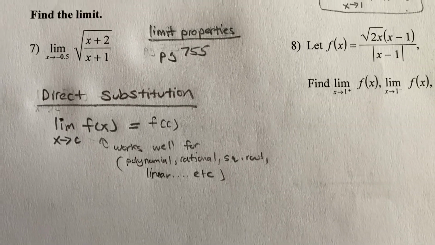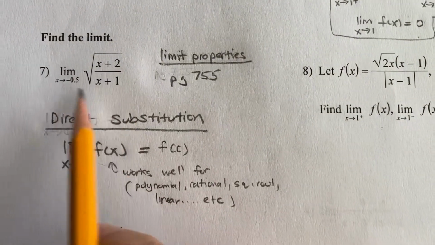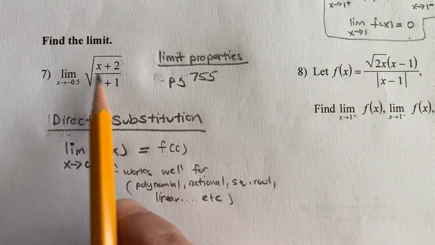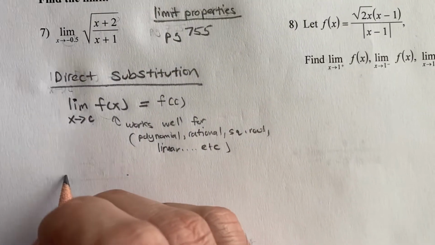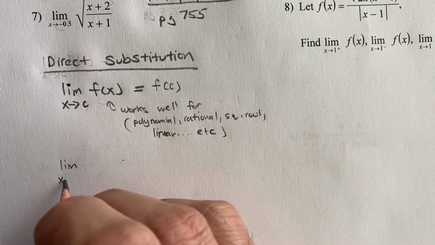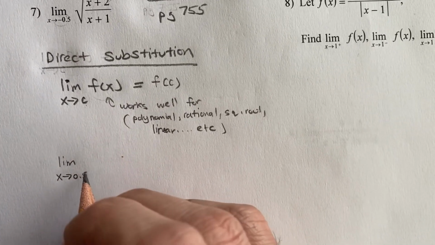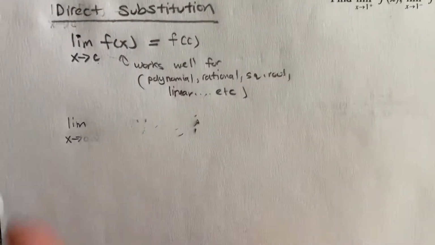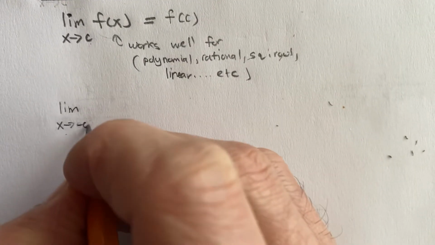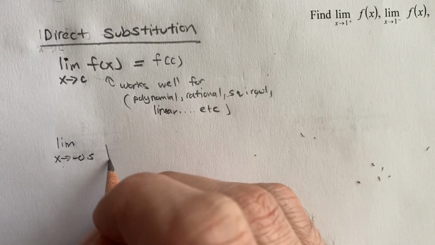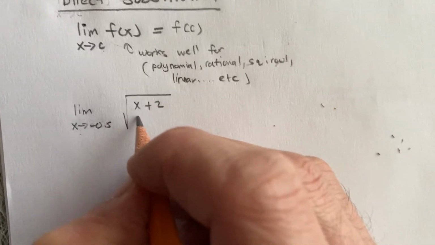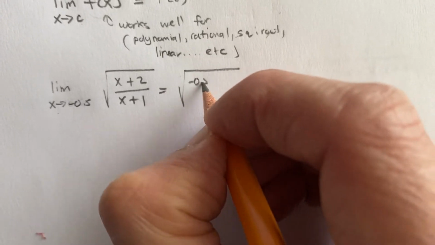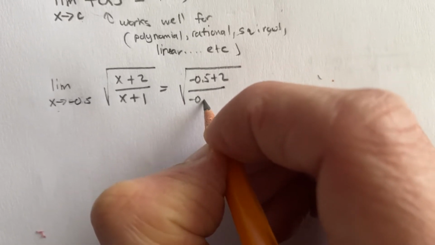Okay, but for this one right here, I don't really want to go through the process of graphing it, and I have some kind of square root function, right? All I need to do is take this number right here and plug it in. So let me write this problem out again. Limit as x approaches negative 0.5 of the square root of x plus 2 over x plus 1. All I need to do is plug it in. Okay, so negative 0.5 plus 2, negative 0.5 plus 1.